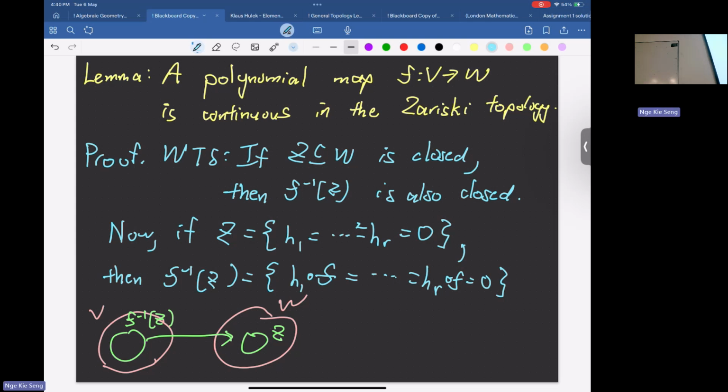Okay, I think left to right is quite obvious. But how about right to left? Every point that satisfies this actually is the pre-image. Okay, yeah. So this is the set theory argument. Try and think about it. Try and write it down.